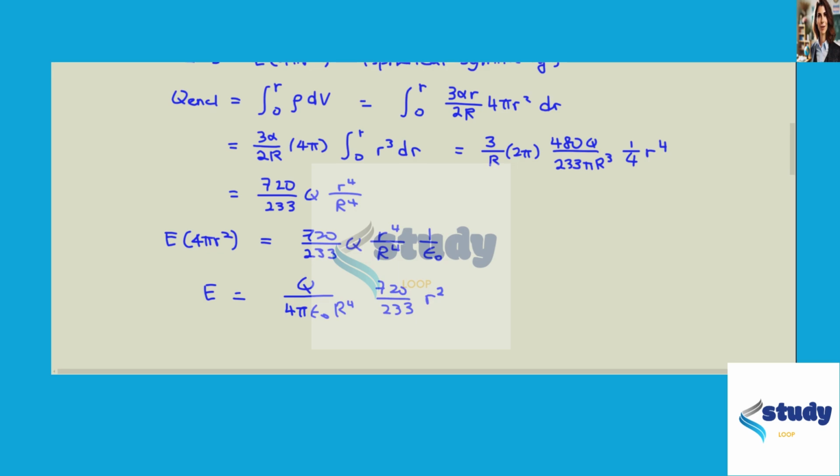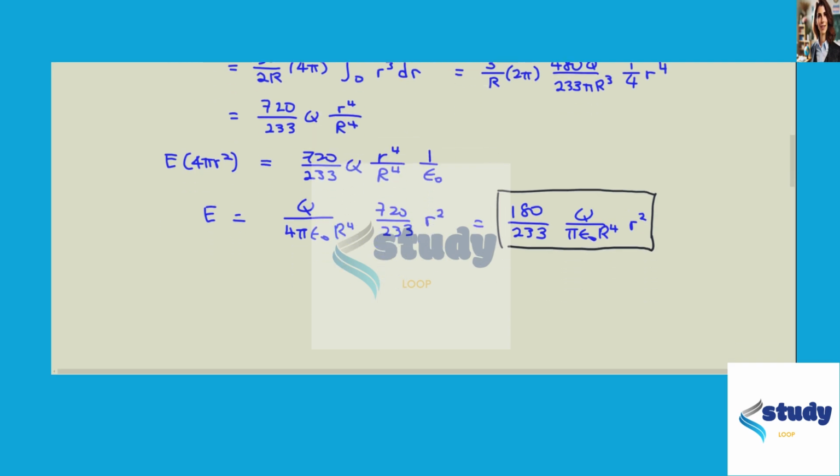Yeah. So if you want to simplify further, then you can divide the 720 by 4. So you have 180 divided by 233 q over pi epsilon naught, R to the 4 times r squared. Okay. Yeah. So this is the electric field inside the first region. Okay. So this is our E field in the first region.